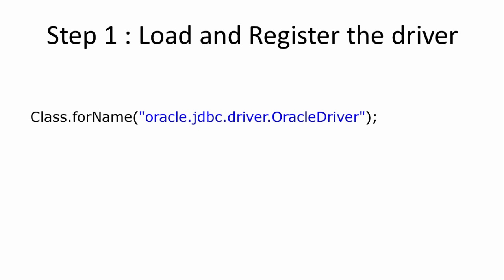Step 1 is load and register the driver. So here we have this statement Class.forName. Now forName is a method which takes one parameter, which is the class name of the database driver. Now since in this course we'll be using the Oracle database, here I've passed the full class name of the Oracle database driver. Okay, so I'll just explain this one more time. Class over here is the name of a class which has a static method forName, and this static method takes one parameter which is the class name of the database driver. Okay, so this statement will load and register our database driver.